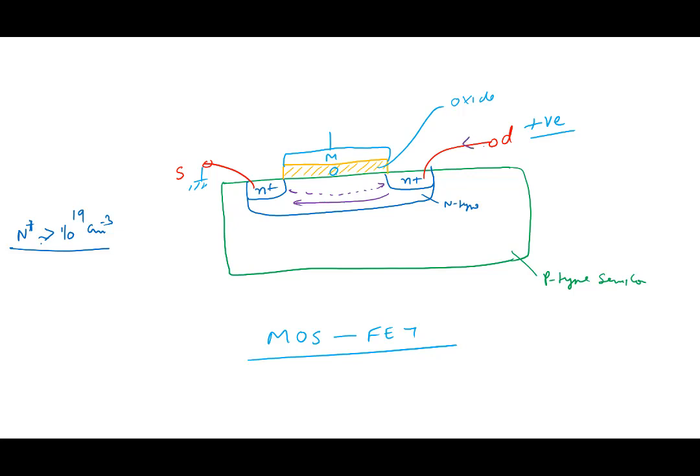And so what do I get? I get a current here, which we will call the drain current, ID. And what will it depend on? ID will depend on the drain voltage. Whatever voltage I apply, ID will depend on that. But now I have this additional voltage called the gate voltage. And let me plot a diagram here of ID versus gate voltage.